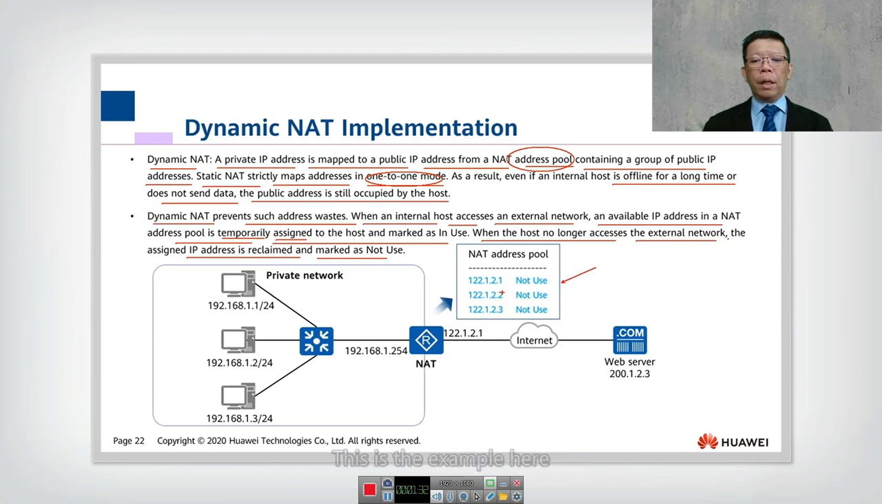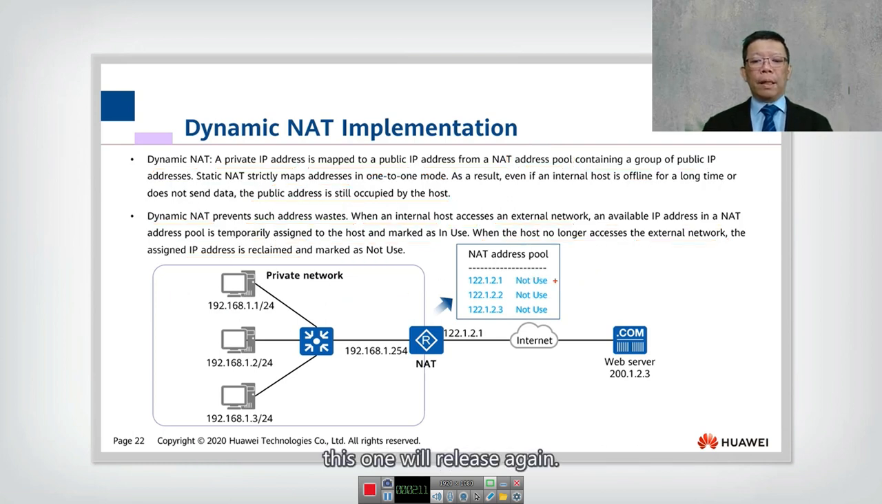This is the example here. In the pool, we have 122.1.2.1, .2.2, and .2.3. Currently, none of them is being used. Assuming 192.168.1.1 accesses the internet, it will use one and mark it as in use, and we have two more IP addresses not being used. And once 192.168.1.1 shuts down, this one will be released again. So that is the theory on dynamic NAT.